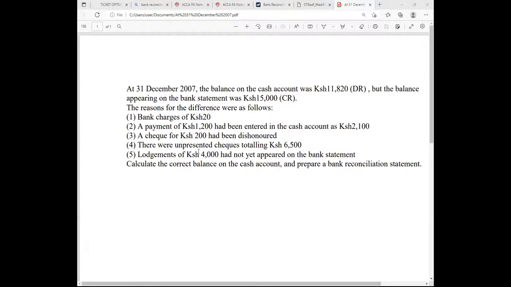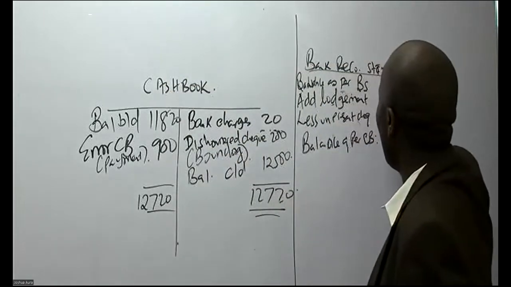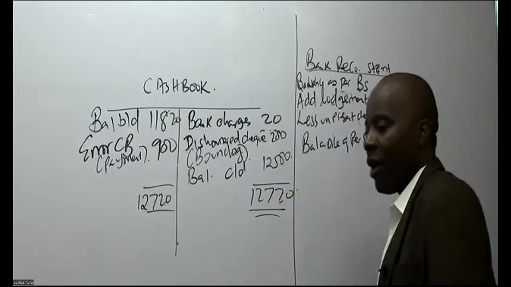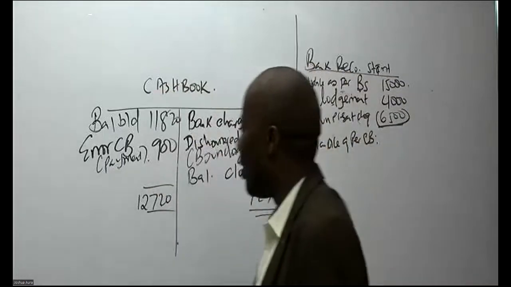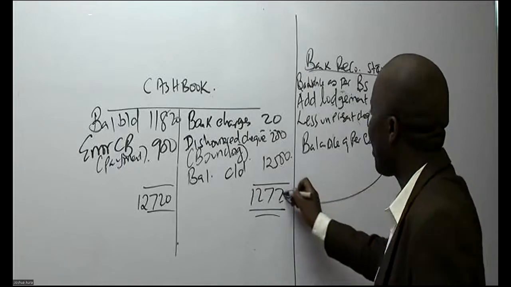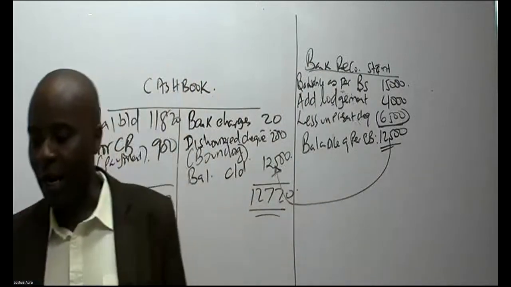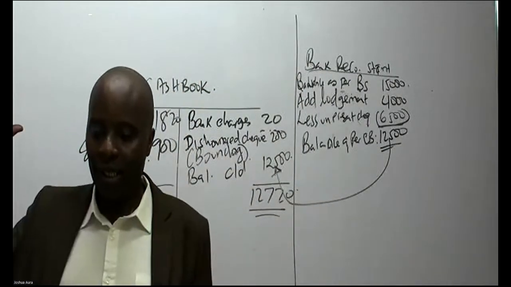6,500 you're subtracting. So could you kindly give me the balance as per cash book. Balance as per cash book. So you're taking this 15,000, you add 4,000, minus 6,500. What figure are we getting? 12,500. So are you seeing some kind of a reconciliation? Are you seeing some kind of an agreement? 12,500. Is that okay?